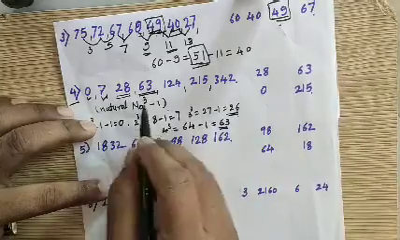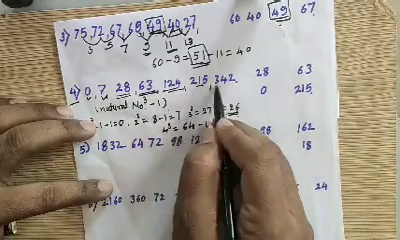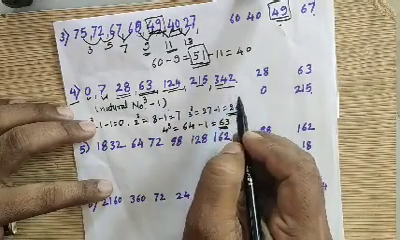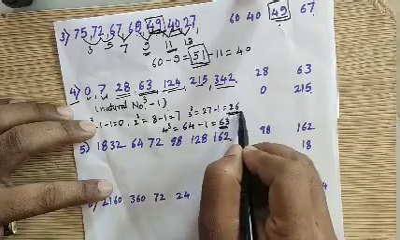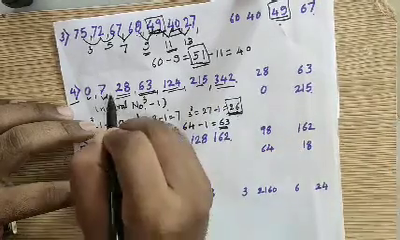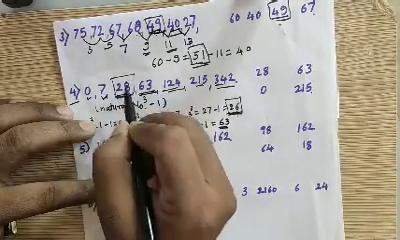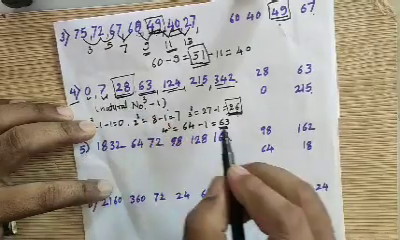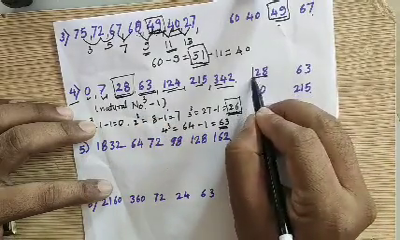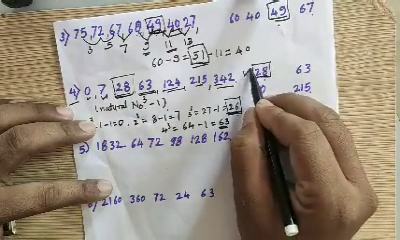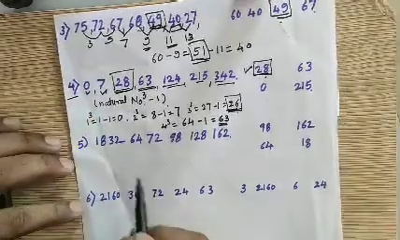So this pattern follows to the next number also. Therefore we can identify that the number 28 is a wrong term in this series. So 28 is our option of wrong term.